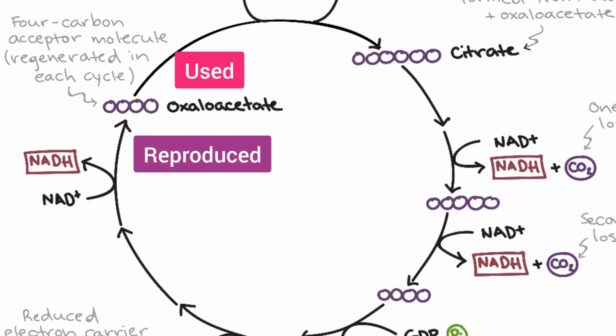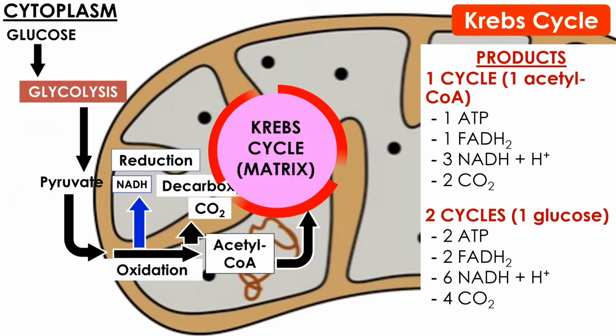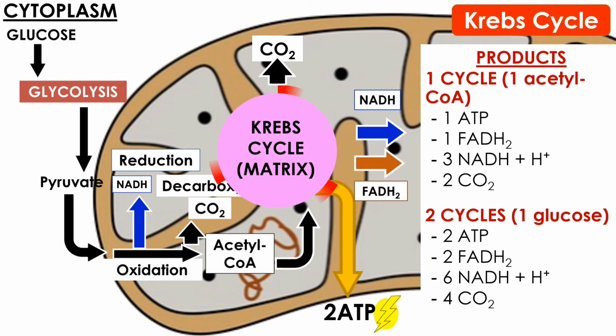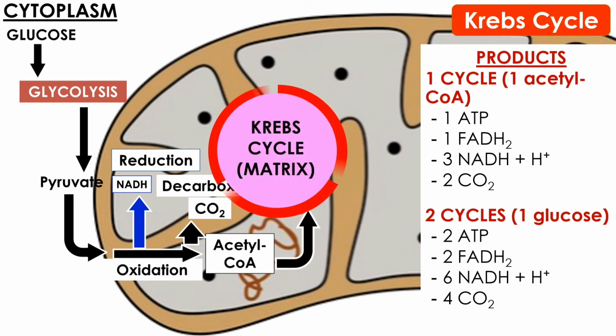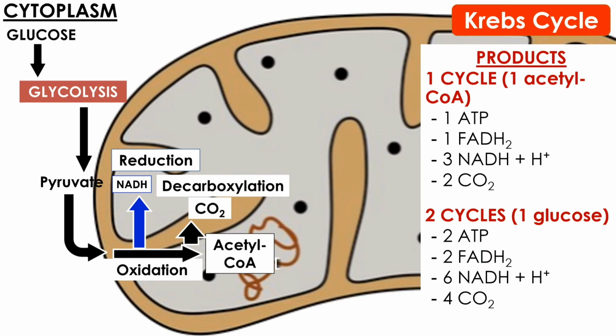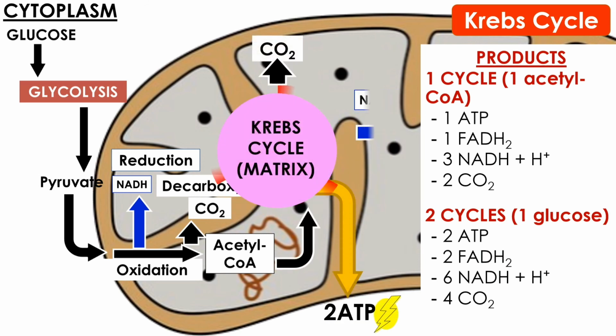In terms of the products of Krebs cycle, for each round of Krebs cycle, which means for oxidation of one molecule of acetyl coenzyme A, 1 ATP is produced via substrate level phosphorylation, 1 molecule of FADH2, 3 molecules of NADH plus H+, and 2 molecules of carbon dioxide.